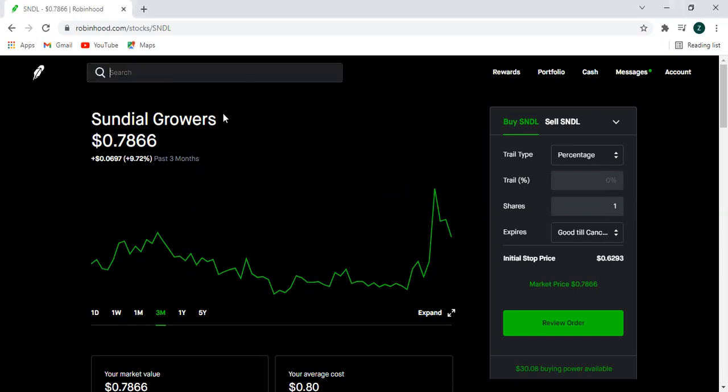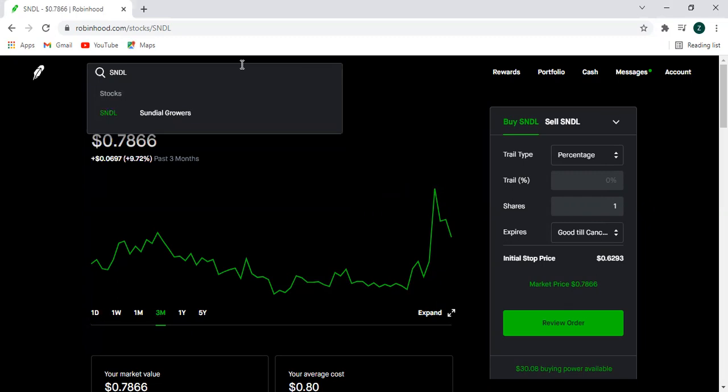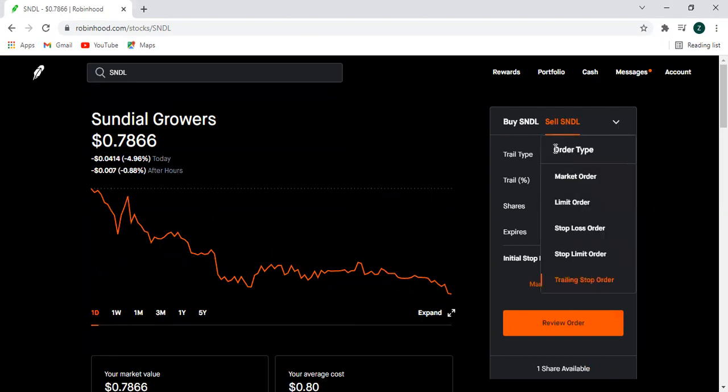So what you would do to set a trailing stop loss on Robinhood is you would type in the ticker symbol that you want. So for this case, we're going to go to SNDL. And you're going to go to sell SNDL, and then you're going to hit this little arrow right here. And it's going to pull up what type of order type you want to fill. You can put a market order where it would instantly sell at whatever market price is. And that changes. That's very volatile. You could do a limit order. A limit order is basically where you're setting a limit that you want it to sell at.